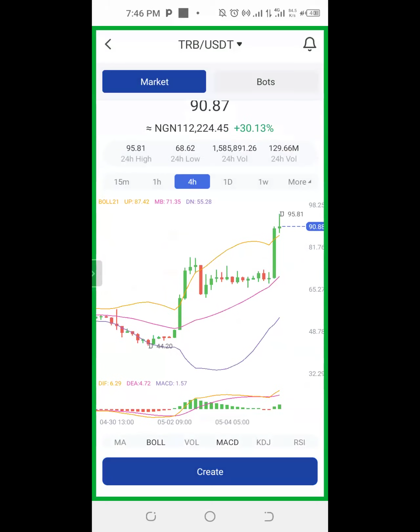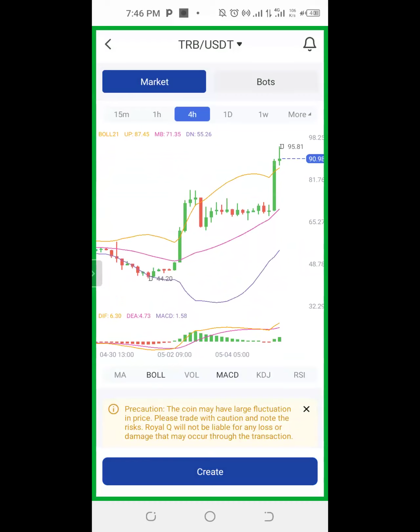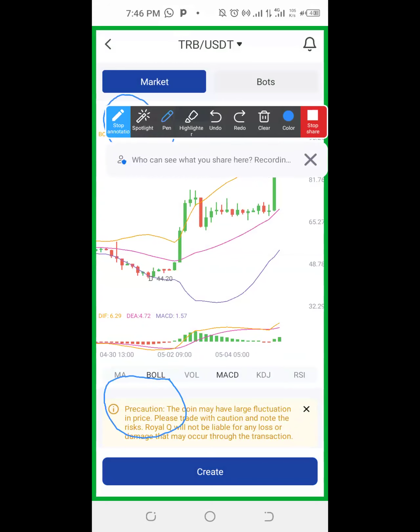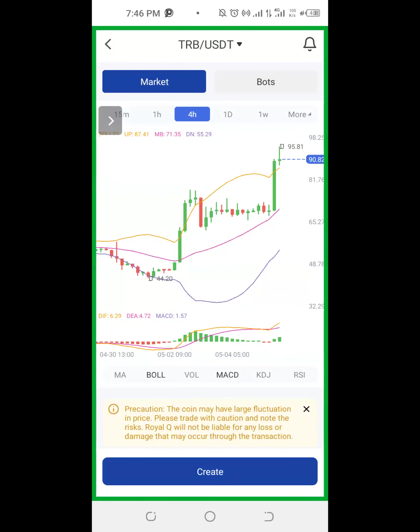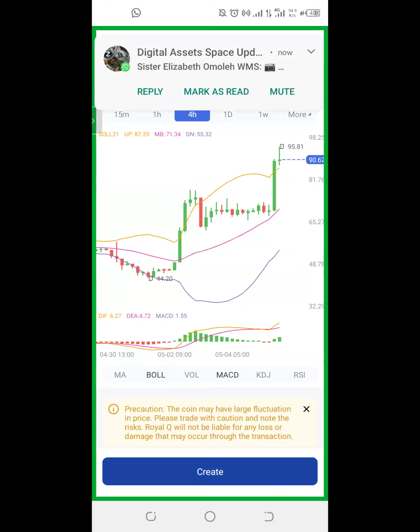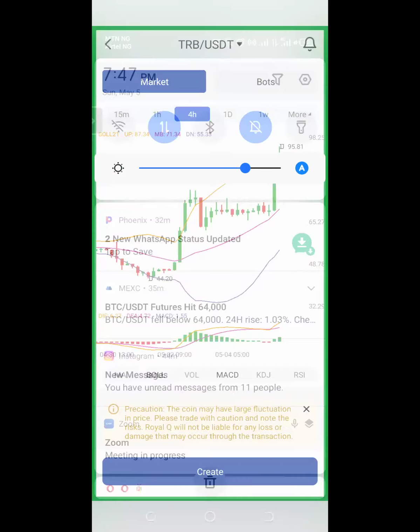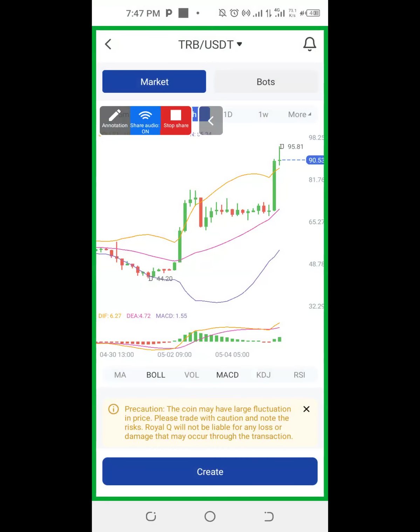Okay, the coin did the first golden cross on the MACD. He did the first pump on 2nd of May. That's when he first did his first pump. 2nd of May. Here, you see that this coin pumped from when?